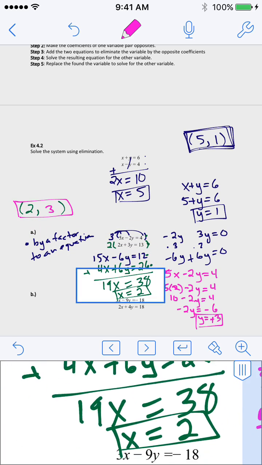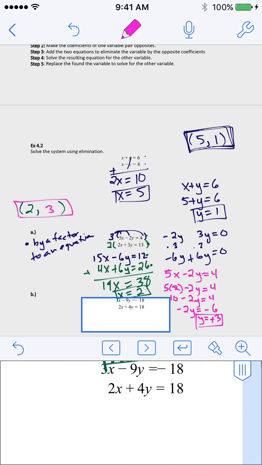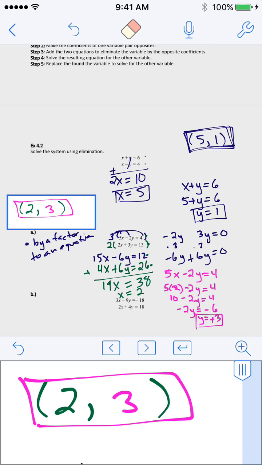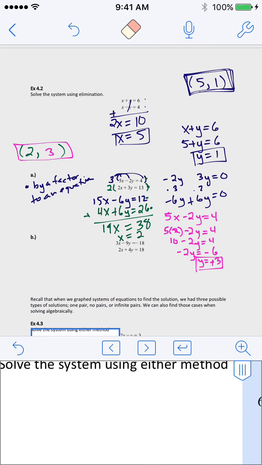Alrighty. I've got another one here for you that I would like you to try out on your own. Try it out. 3x minus 9y equals negative 18. 2x plus 4y equals 18. It looks like you're going to have to do some multiplying, possibly to both, if not just one. And then you're going to solve for both your x and your y value to get the coordinate pair. Go ahead and pause the video now and try it out yourself.